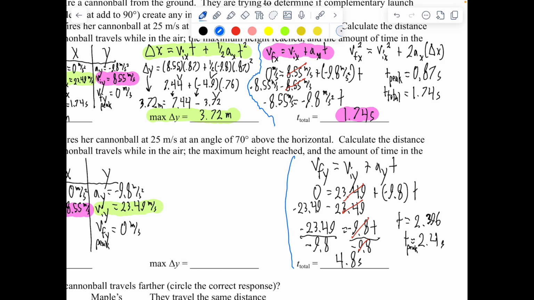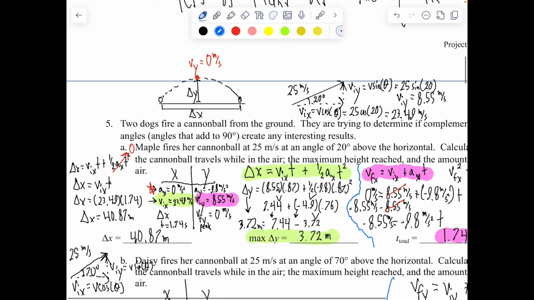We got our total time. Let's go ahead and add that to our diagram. The total time, 4.8 seconds. The time it takes to get to the peak, 2.4 seconds.